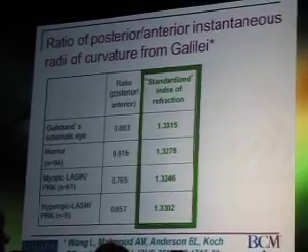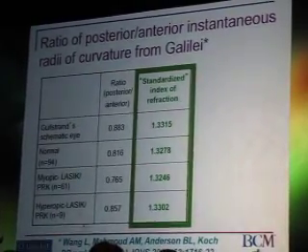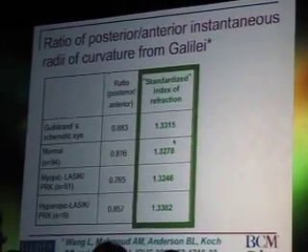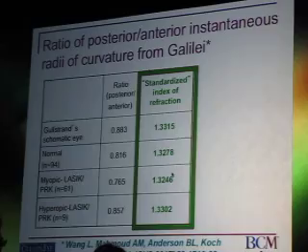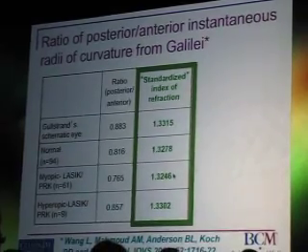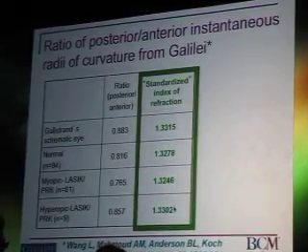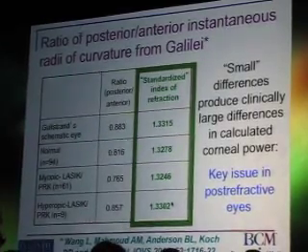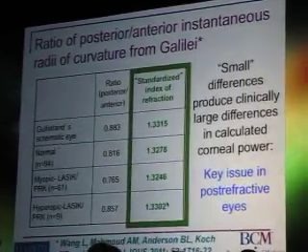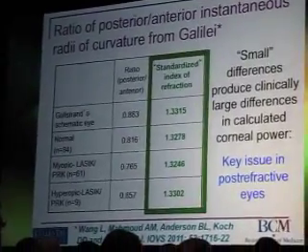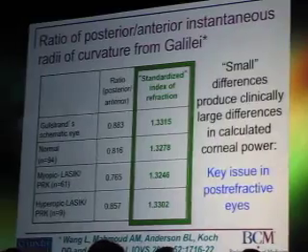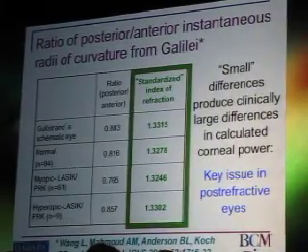And you can see that the standardized index of refraction varied from 1.3315 in the Gullstrand model eye, a little bit lower in a normal eye, even lower in an eye after myopic LASIK, but higher in eyes after hyperopic LASIK. Now these numbers seem small, but these small differences can produce clinically large differences in corneal power that's used for IOL calculations, and this takes on particular importance in eyes that have undergone corneal refractive surgery.